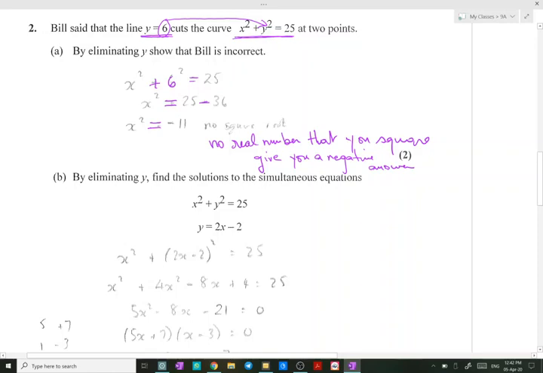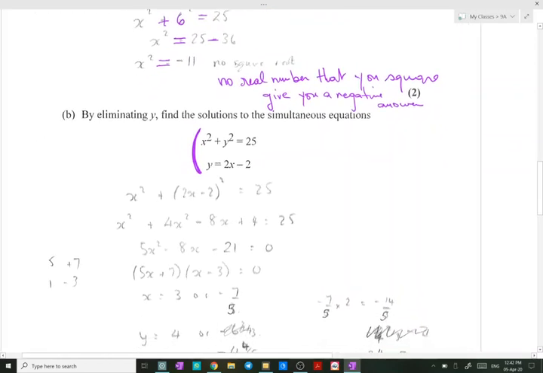By eliminating y, find the solutions to the simultaneous equation, which is a new one given to us. Since y is already written as the subject in terms of x, we can directly take the value of y and replace it in the first equation. So x squared plus 2x minus 2 squared equals 25.